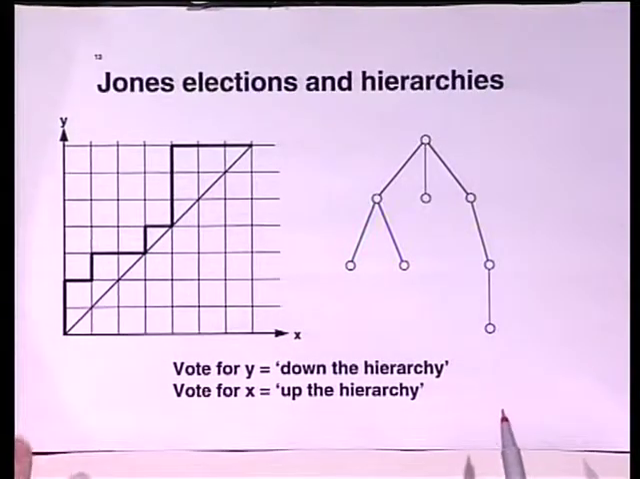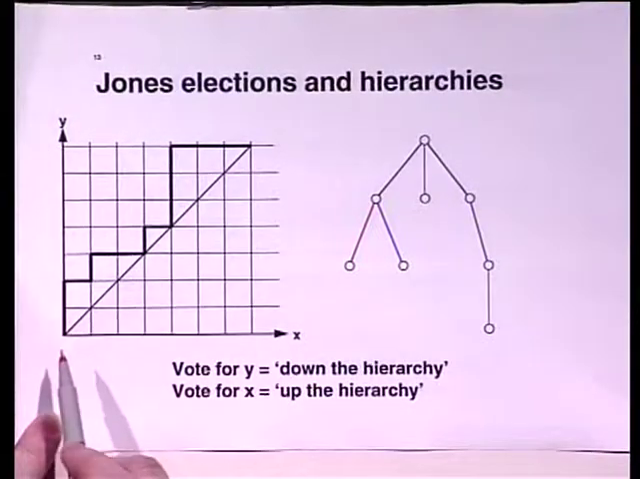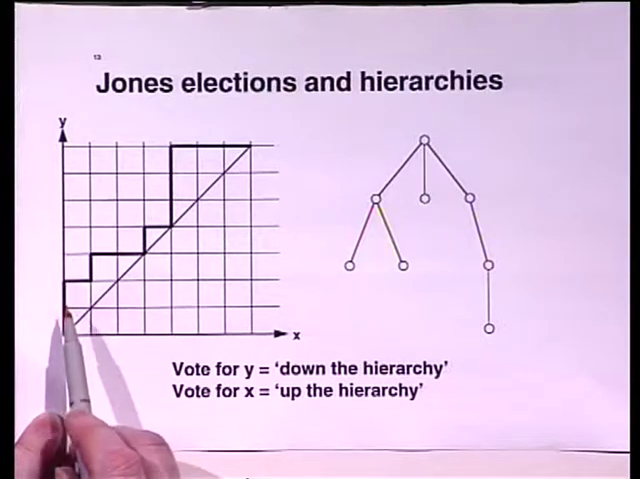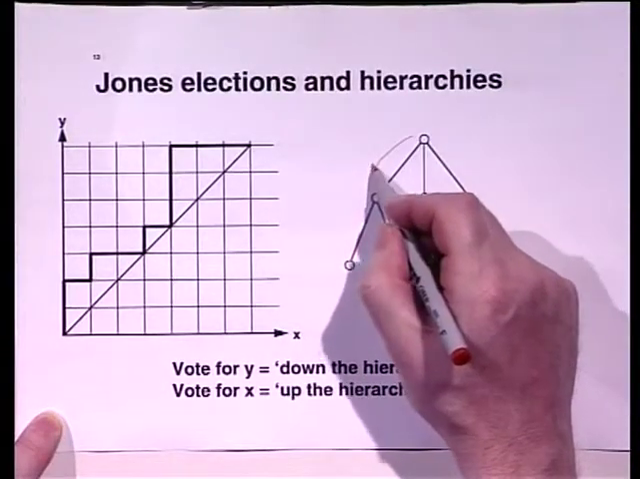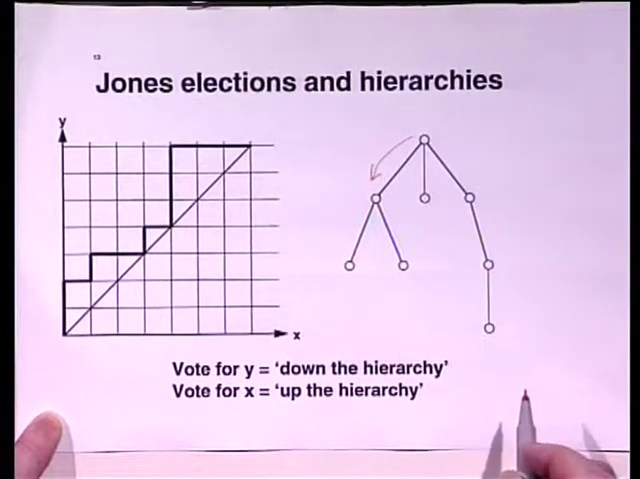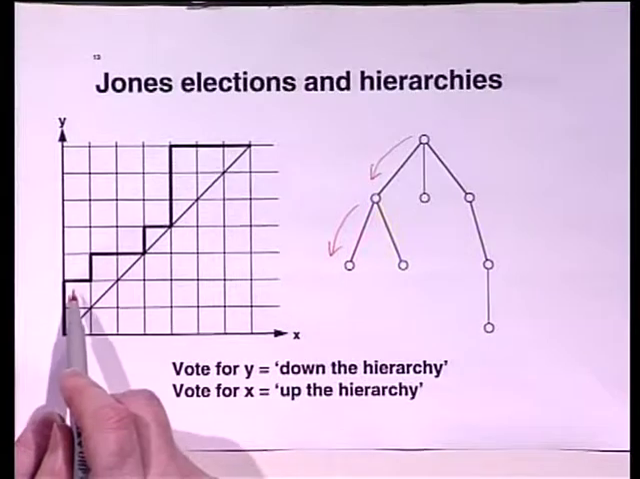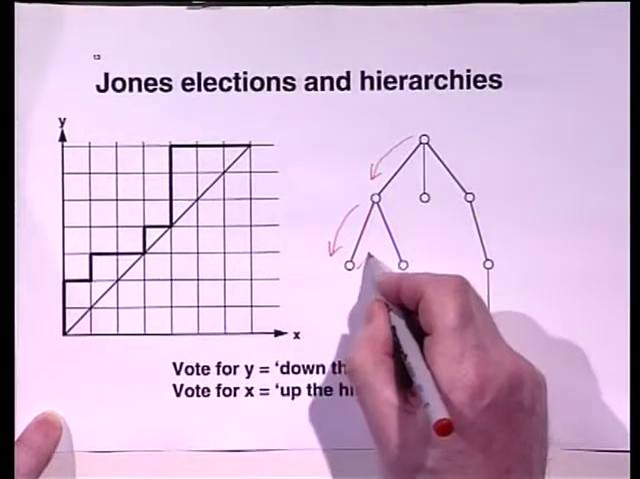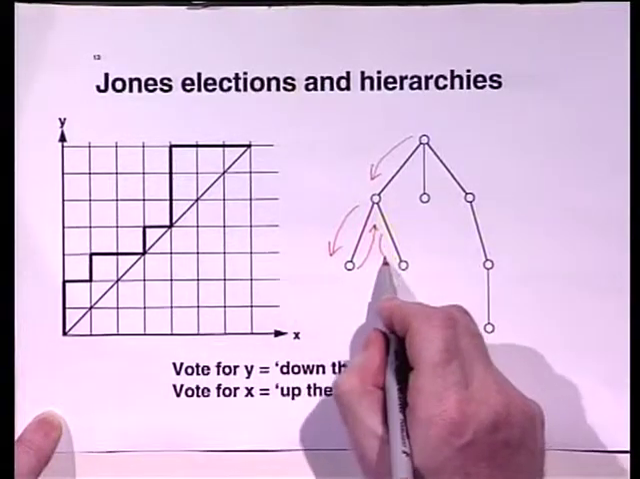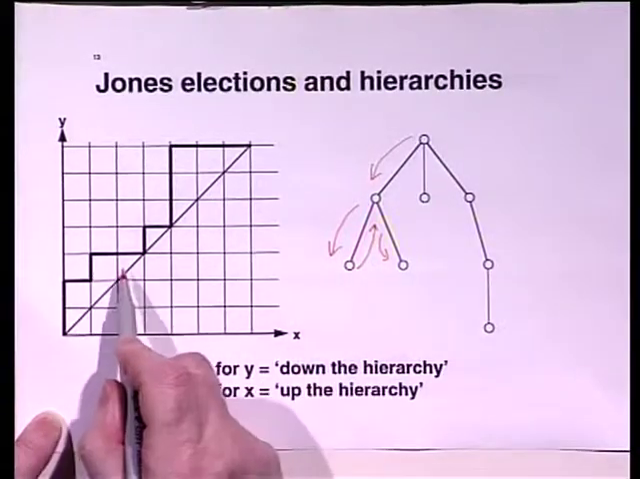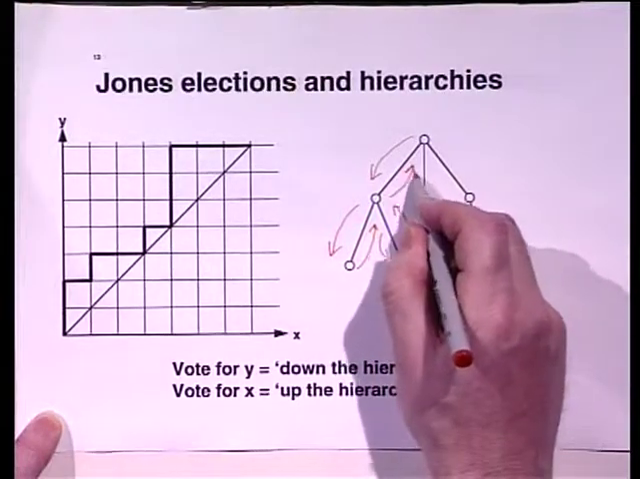The hierarchy represents the Jones election in the following way. The Jones election begins with 2 votes for Y, and that corresponds to starting at the top of the hierarchy and coming down 1 step and another step. And then there was a vote for X, that corresponds to going up. Then there was a vote for Y, we come down. There are now 2 votes for X, so we go up and up.